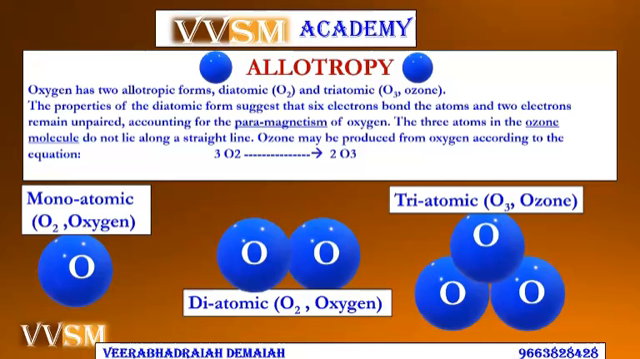The 3 atoms in the ozone molecule do not lie along a straight line. Ozone may be produced from oxygen according to the equation 3O2 leading to 2O3. Monoatomic oxygen, that is oxygen, and triatomic oxygen, that is ozone. And this is diatomic oxygen and this is triatomic oxygen, which is called ozone. This is the oxygen atom.